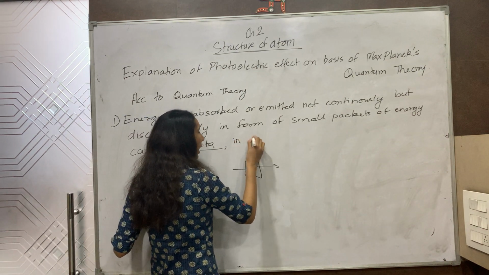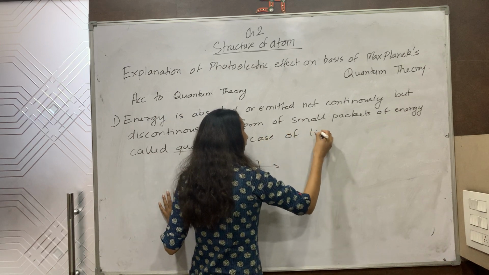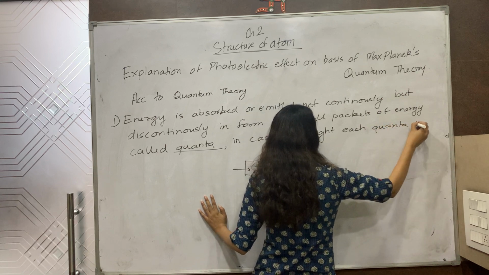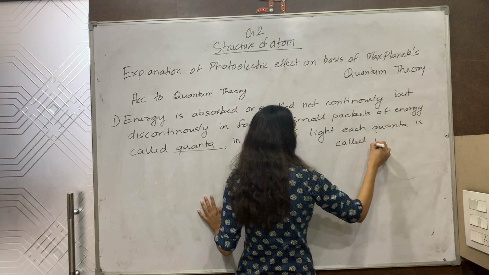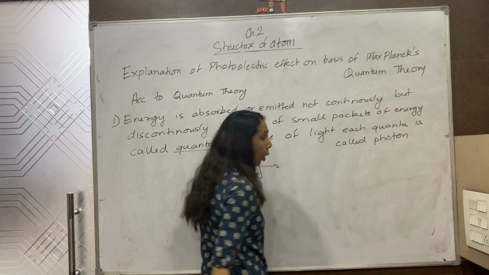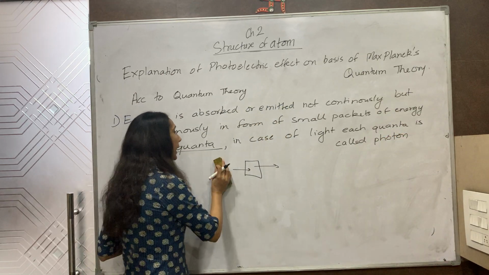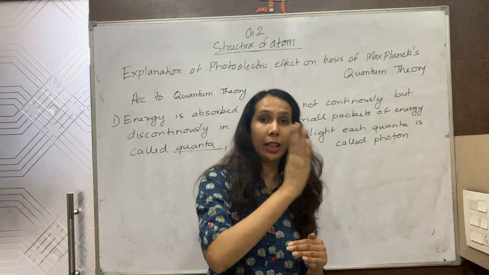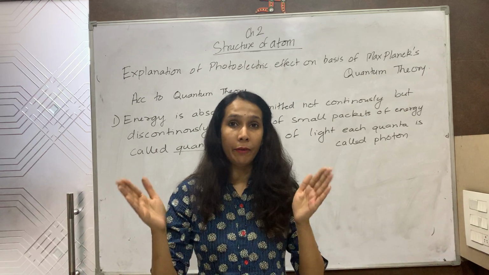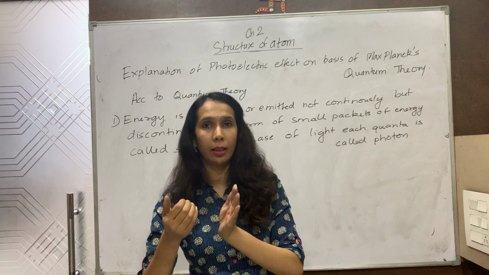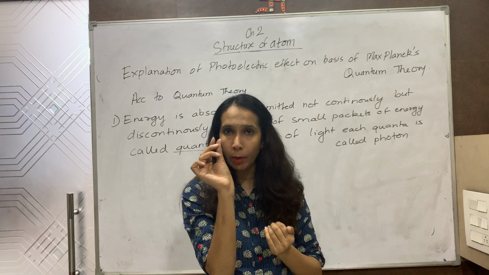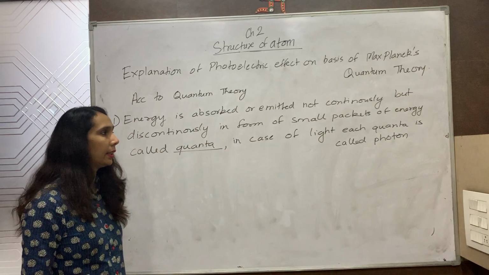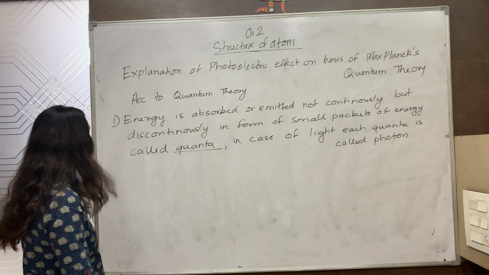And in case of light, each quanta is called a photon. We call each quanta a photon in the case of light. So he said that light is not a wave, it is not continuous. But when it is being absorbed or emitted, it is absorbed or taken in the form of small packets of energy. These packets of energy are quanta, and in the case of light they are called photons.